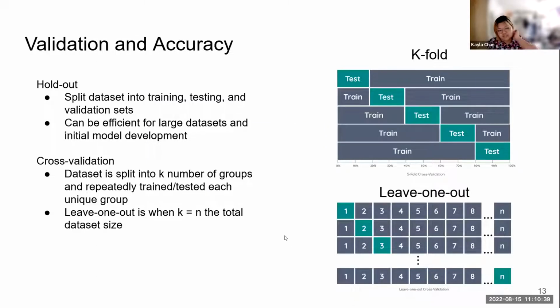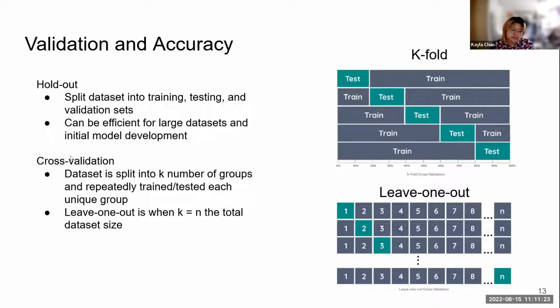To do validation, there are 2 main ways you can approach it. Holdout validation is where you split the data set into a training, testing, and validation set. You subset it and train on your training set, and then get your accuracy and validation metrics from your testing and validation set. This can be efficient if you have a really large data set, or if you're just starting out and want to test a bunch of models and see which one you should go with. This is a pretty quick and easy way to get a general gauge of accuracy.